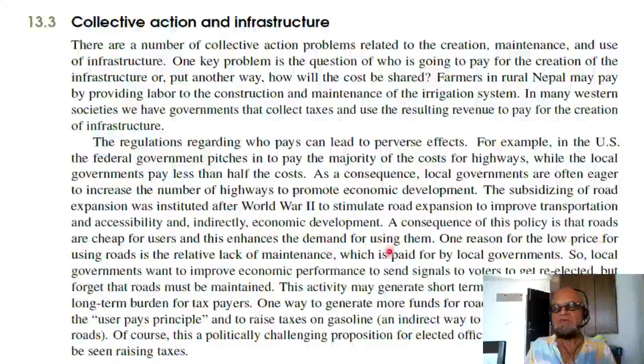A consequence of this policy is that roads are cheap for users, and this enhances the demand for using them. Why not? One reason for the low price for using roads is the relative lack of maintenance, which is paid for by local governments. So you can imagine the federal government gives you a highway, but your piece of the highway is your problem in terms of maintenance.